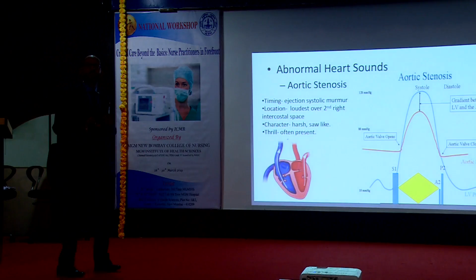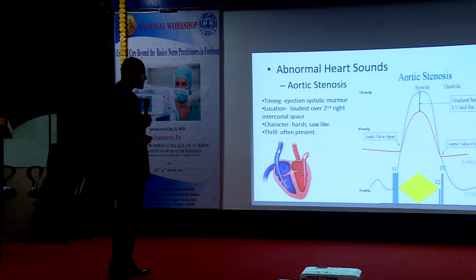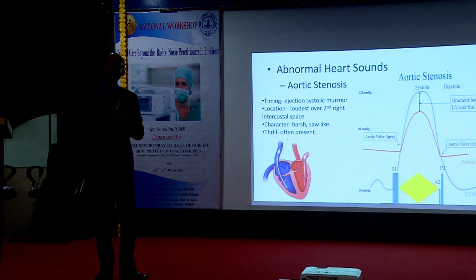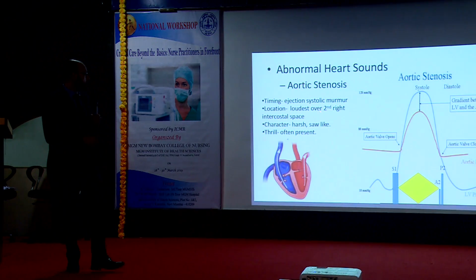I'm just going to go through 4 very common valvular heart diseases. Okay, aortic stenosis, aortic regurgitation, mitral stenosis, and mitral regurgitation. If you know these 4, then most of valvular heart disease is sorted out. So essentially, aortic stenosis causes a systolic murmur between S1 and S2. It's called a crescendo-decrescendo murmur. It's an ejection systolic murmur.